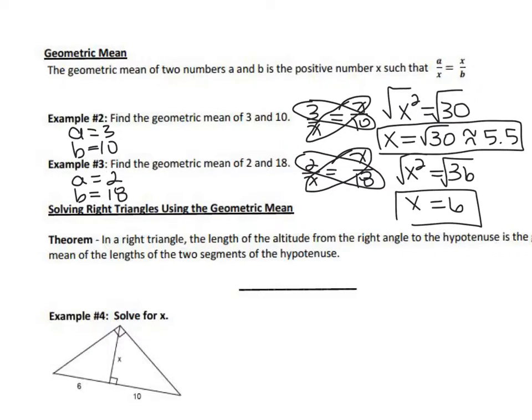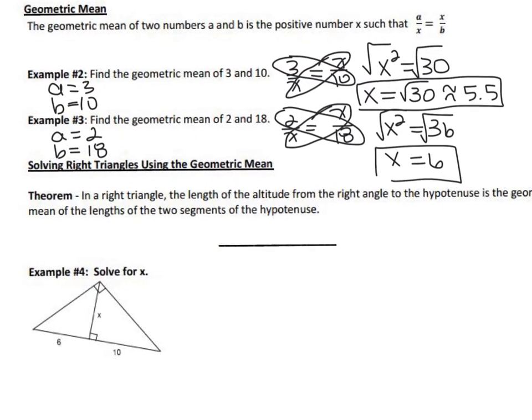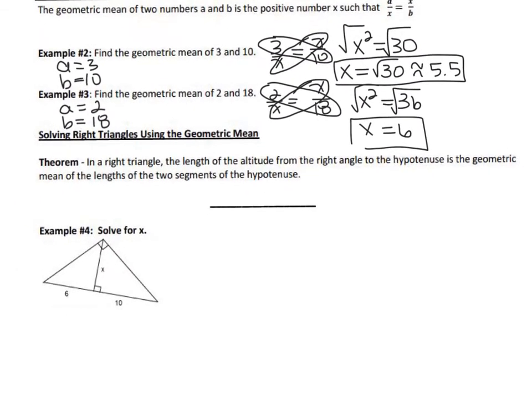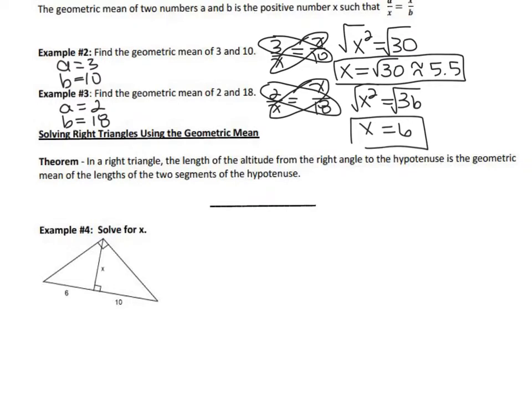So the reason why we talk about geometric mean is it helps us solve right triangles. In a right triangle, the length of the altitude from the right angle to the hypotenuse is the geometric mean of the lengths of the two segments of the hypotenuse. If you remember from the first page when we drew that altitude, we created our two segments and we had our two legs.